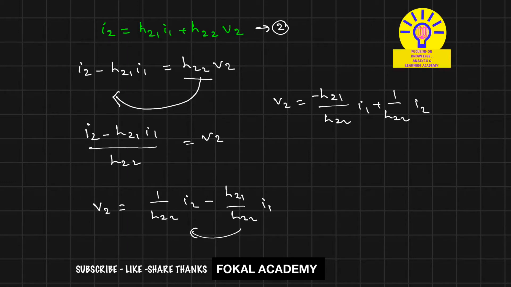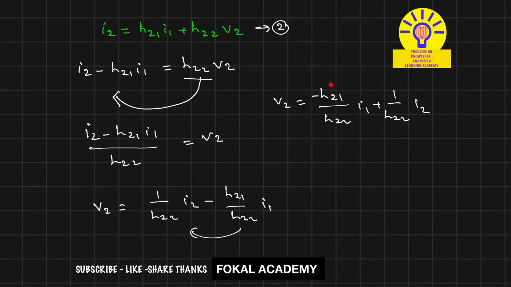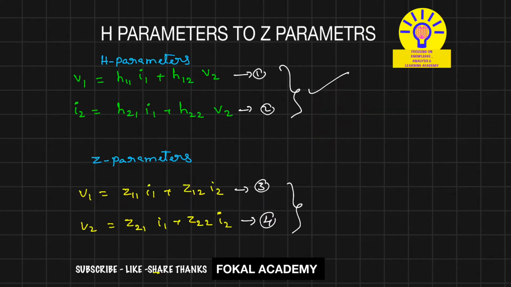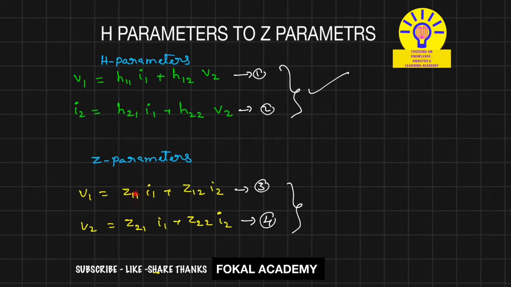Now compare this equation with the fourth equation. V2, I1, I2 is there. So Z21 is the I1 coefficient and Z22 is the I2 coefficient. From this, the I1 coefficient is nothing but Z21. So Z22 means the I2 coefficient. So this is Z21 and this is Z22. Now similarly find Z11 and Z12.